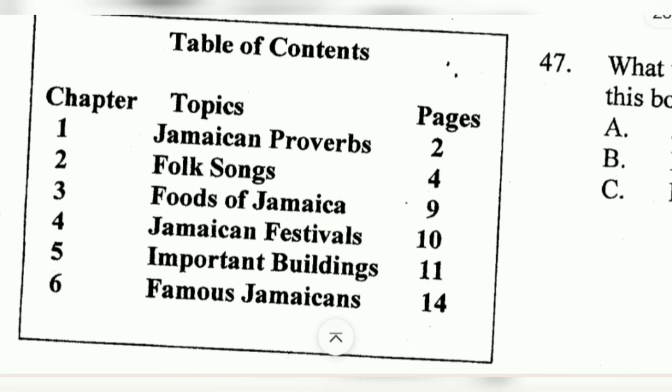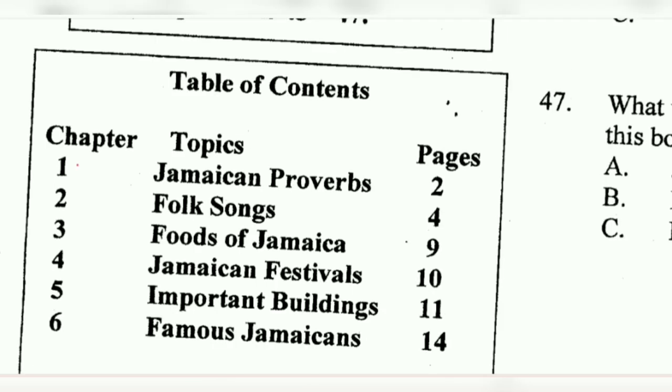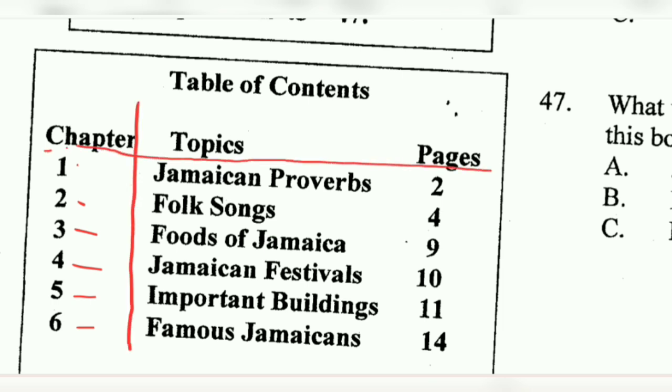Use the table of contents to answer questions 43 to 47. Table of contents is a text feature. So you're looking now at the chapters. How many chapters are you seeing? So you have 1, 2, 3, 4, 5, 6 chapters. What are the topics? So here you have some kind of headings right across here. Over here you have your chapters, in the middle you have your topics, and over here you have your pages. So chapter 1 is about what? Jamaican proverbs. That's the topic, and you find it on page 2.